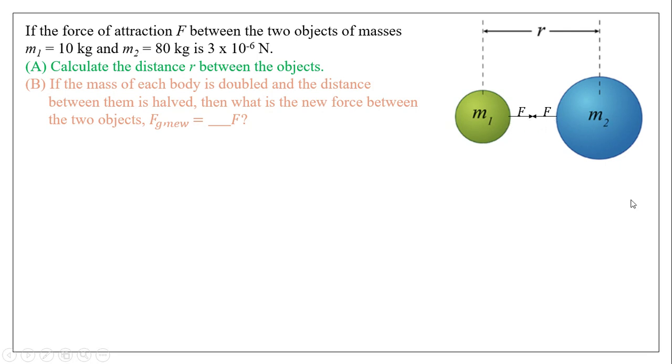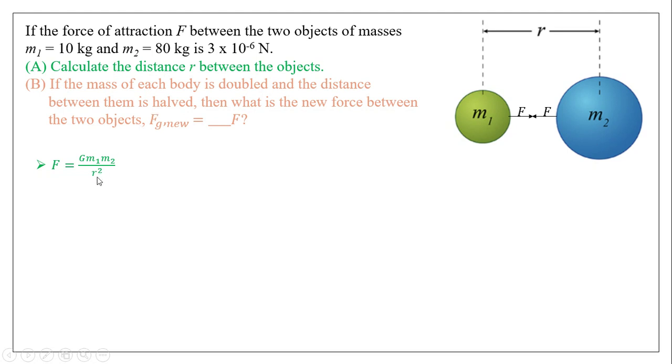In order to do so, all we have to do is apply Newton's law of attraction. Here we have F equals capital G, the universal constant, times m1 times m2 over r squared. R in the diagram is the distance from center to center for these two masses in green and blue. We're given everything, and it wants us to find r.